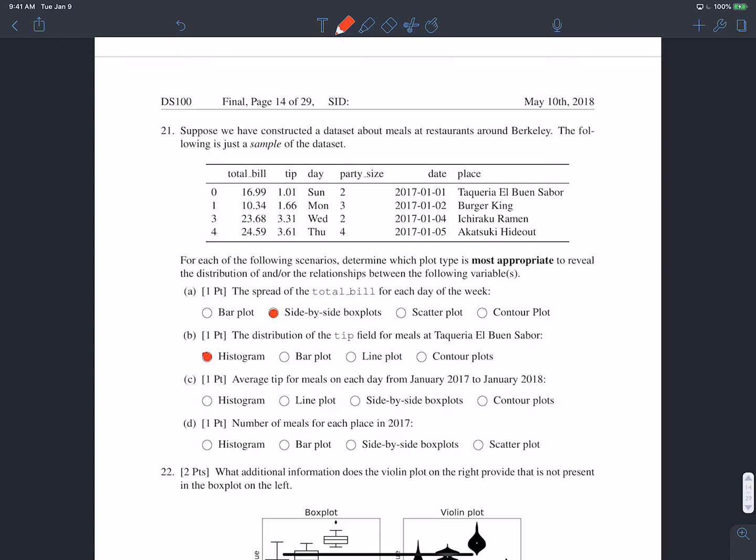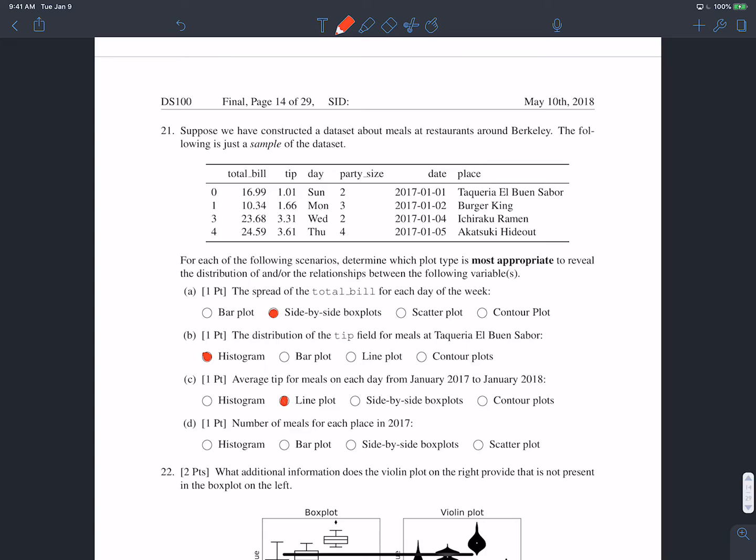C, average tip for meals on each day from January 2017 to January 2018. Now we're trying to look at some sort of trend, and for these we'd like to use line plots. So our x-axis can be time, our y-axis can be the average tip. And in D, the number of meals for each place in 2017.